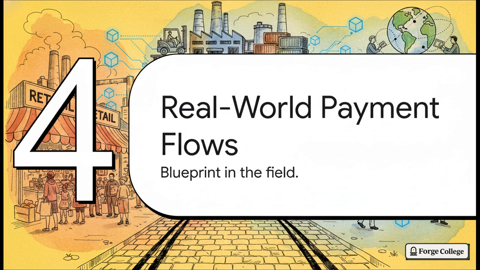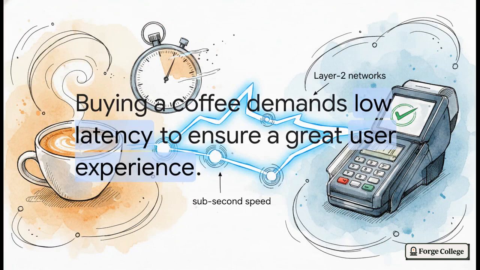It's time for a little field trip to see how these exact mechanics play out across 3 very different environments: retail, wholesale, and remittances. First, retail point of sale. Imagine buying a coffee. This demands low latency. Waiting 10 whole minutes at the counter for your latte transaction to probabilistically finalize on a main blockchain is, well, it's a terrible user experience. You'd hold up the whole line.